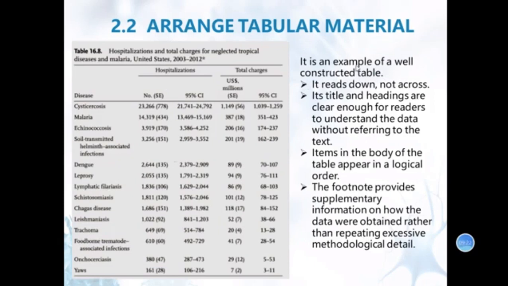It's another example of a well-constructed table. Like this one, it is a big table. It reads down, not across. Its title and headings are clear enough for the reader to understand the data without referring to the text. If you just focus on the table, you know what it is about. Items in the body of the table appear in a logical order, so it's okay.